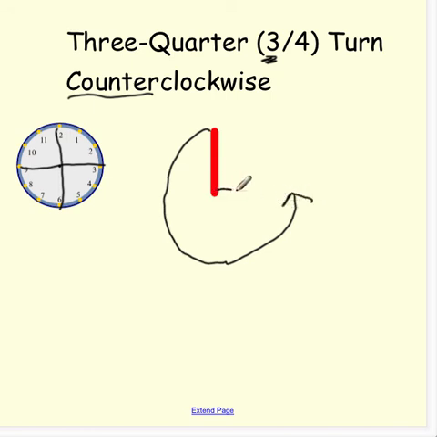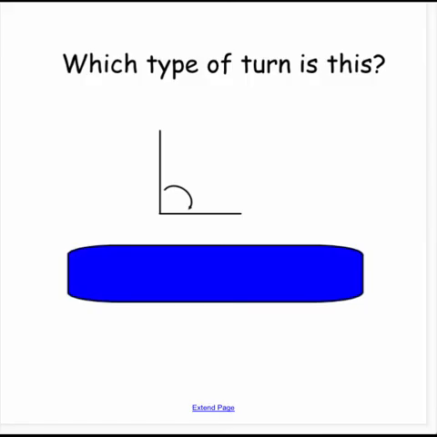Now I'm going to go ahead and draw the other side of that angle. This would now show a 3/4 turn counterclockwise. Notice it's a really big arrow because 3/4 is almost all the way around that clock.